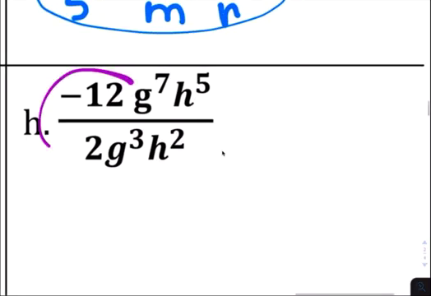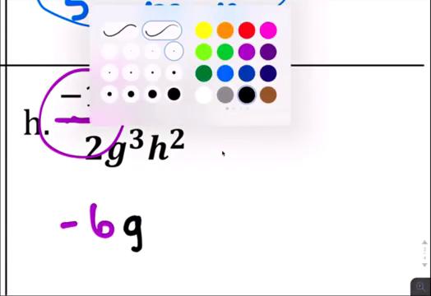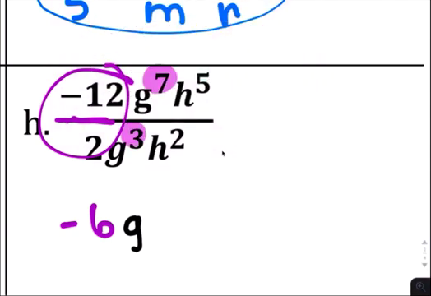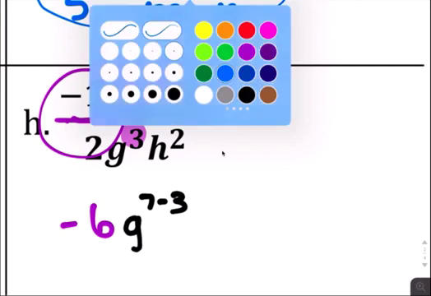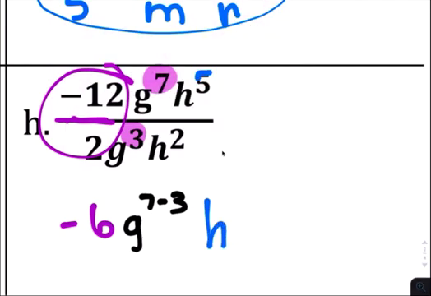Okay? Divide these two. That means divide. You get negative 6. When you divide, you need to subtract the exponent. G to the 7th minus 3. H to the 5th minus 2.